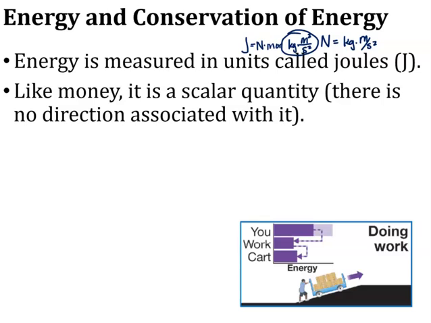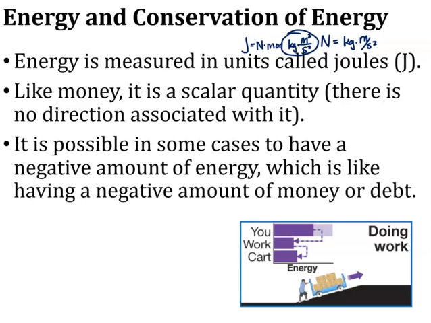And like money, energy is a scalar quantity. We don't worry about any kind of direction associated with it. So all of those particles that were bouncing around, if you learned in chemistry about kinetic molecular theory, then that's what's going on. We're just taking the sum total of the kinetic energy for those molecules, and that's actually temperature. So it's possible in some cases to have negative amounts of energy, which is like having a negative amount of money or having a debt and owing money somewhere else. If I have negative energy, it just means that I owe energy somewhere else.